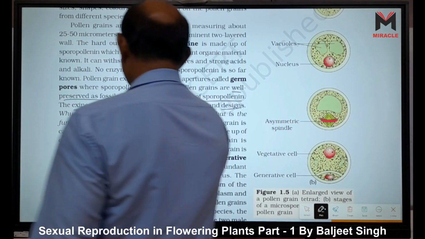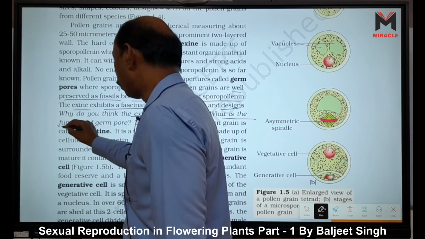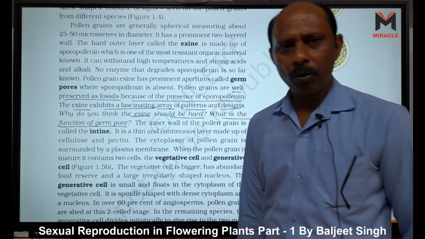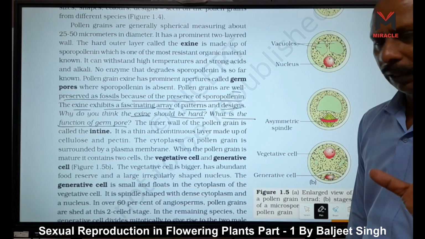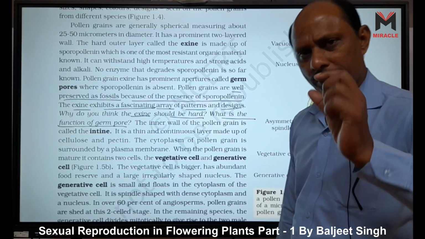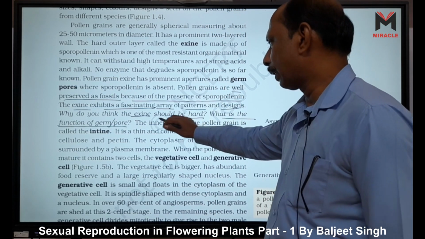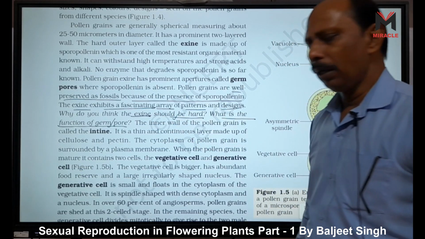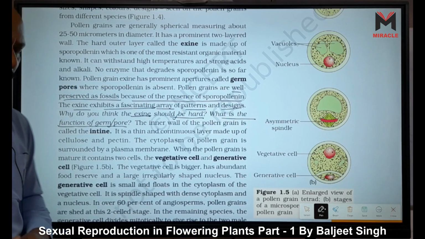What do you think? The exine should be hard. What is the function of the germ pore? From the germ pore, the pollen tube arises, right? The pollen tube comes out from this germ pore. Why should the exine be hard? To preserve the genetic material, even in harsh conditions.